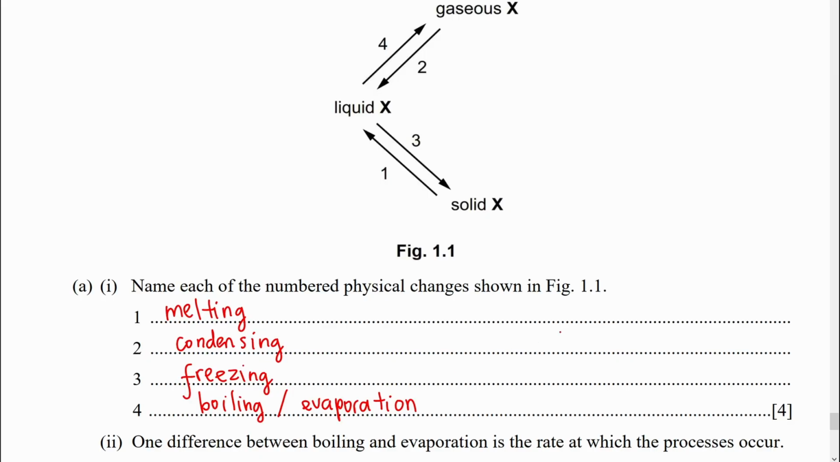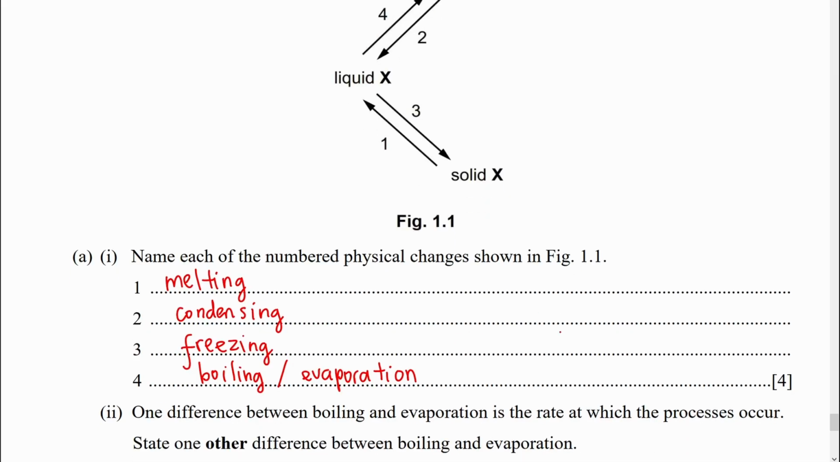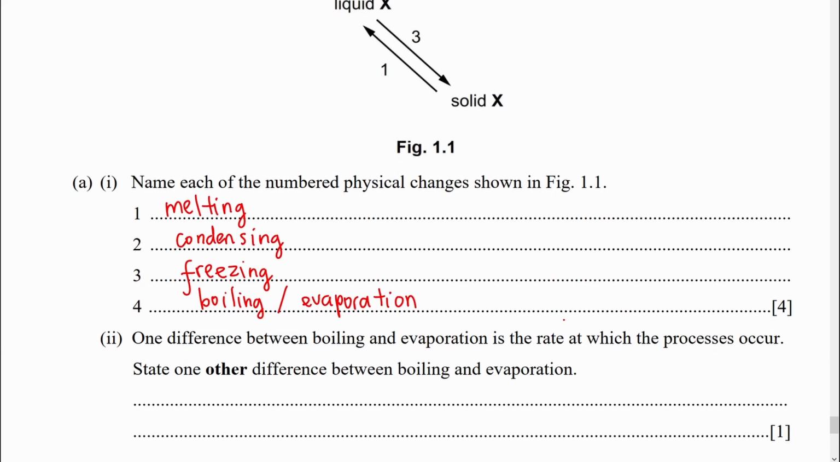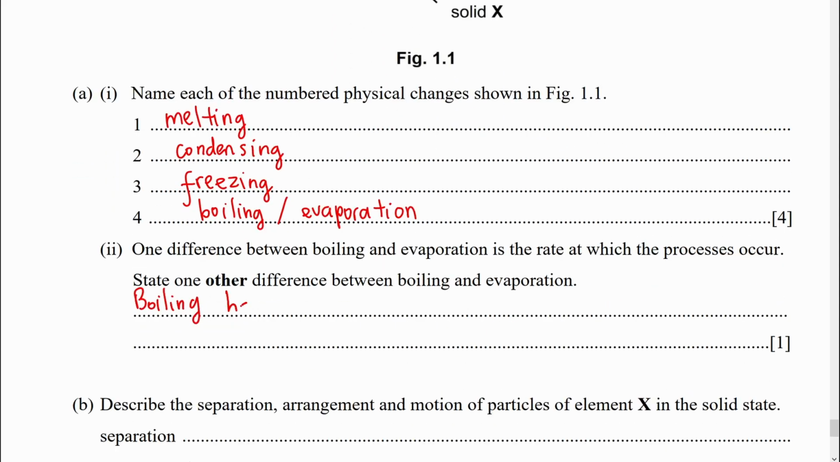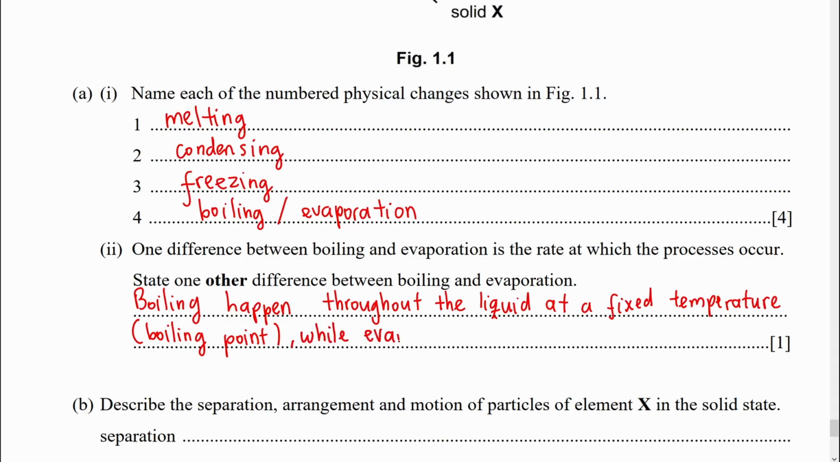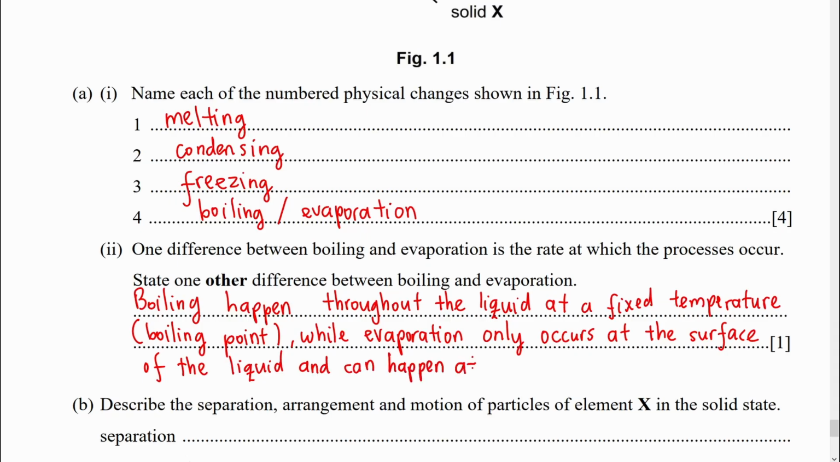Next, one difference between boiling and evaporation is the rate at which processes occur. State one difference between boiling and evaporation. So please remember, boiling happens throughout the liquid at a fixed temperature, which is at the boiling point, while evaporation only occurs at the surface of the liquid and can happen at any temperature below the boiling point. So you can choose any of them that I said previously. Okay, so you can choose one of them.